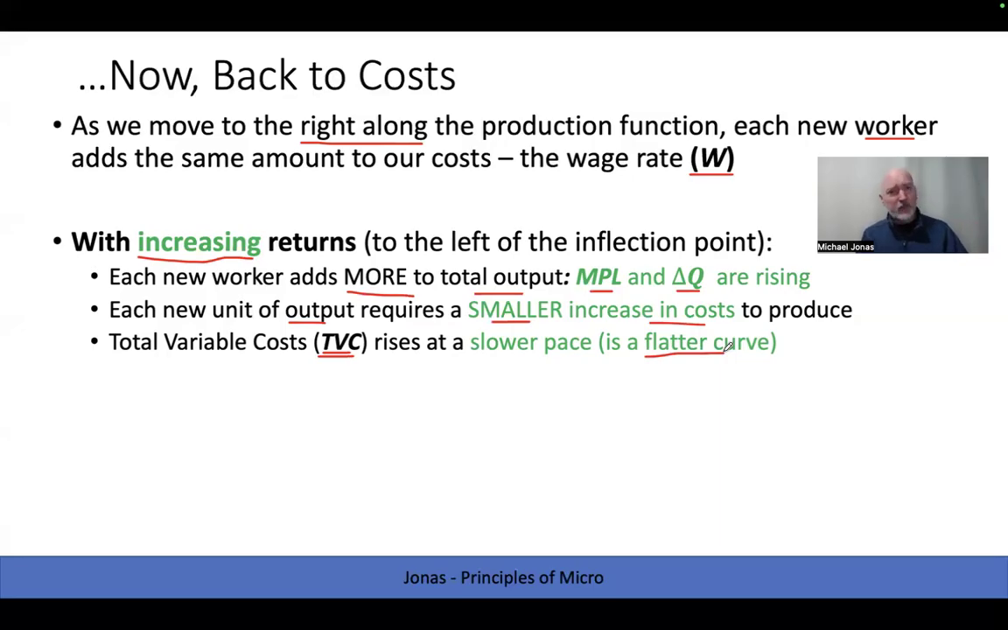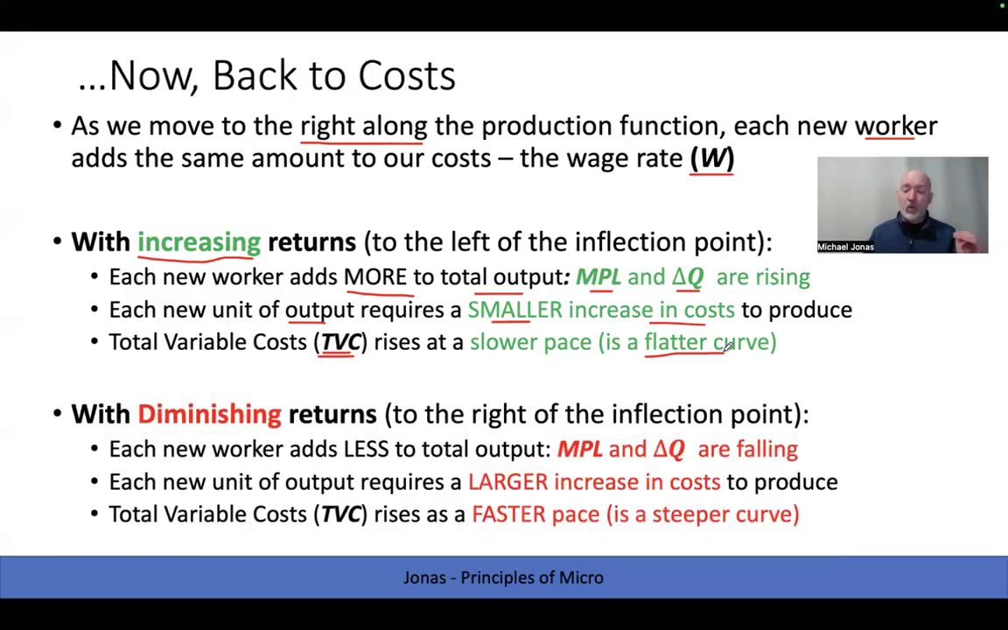But those good times only last so long. We hit the inflection point and all of that flips around. Once we hit the inflection point, we're in the realm of diminishing returns. Each worker adds less total output. Each unit of output requires a higher increase in costs. So as output increases, costs now begin to rise at an increasing rate. The function becomes steeper and steeper as the production function gets flatter and flatter. Right? They're just two sides of the same coin. One is in output terms, the other is in dollar terms.